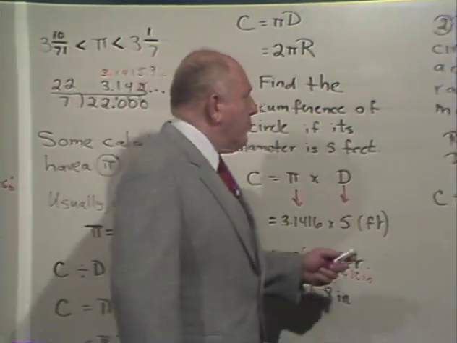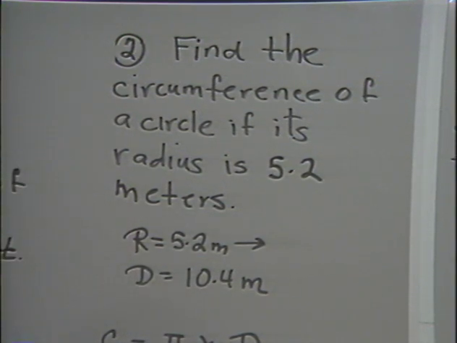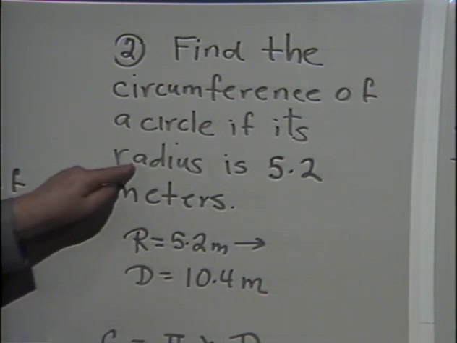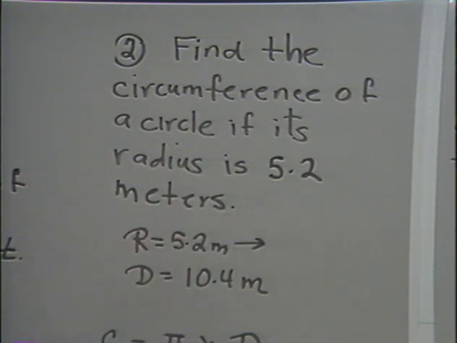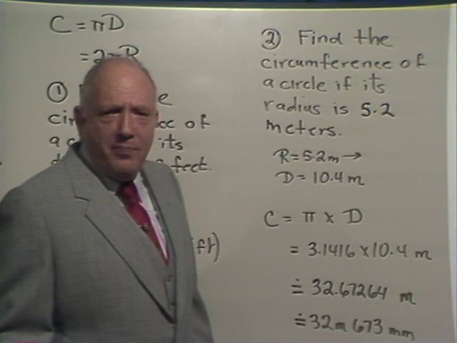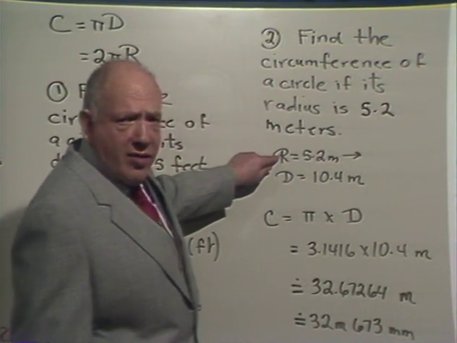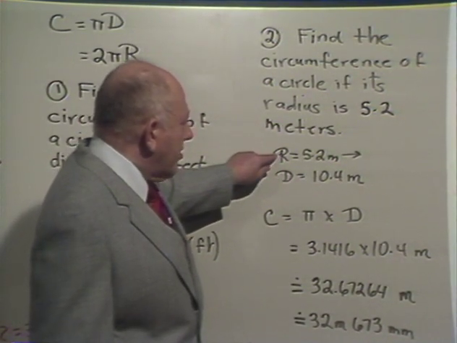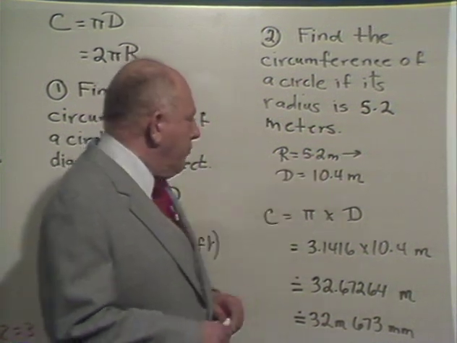For example, the next problem says, find the circumference of a circle if its radius is 5.2 meters. This does three things for me. First of all, notice the word radius got in here instead of diameter. Secondly, notice that instead of a whole number, I'm dealing with a fractional part. And thirdly, notice that I've brought in the metric system. So what? The circumference is still pi times the diameter. However, the 5.2 isn't the diameter, that's just the radius. The diameter is twice the radius, so if the radius is 5.2 meters, the diameter is twice that, which is 10.4 meters.